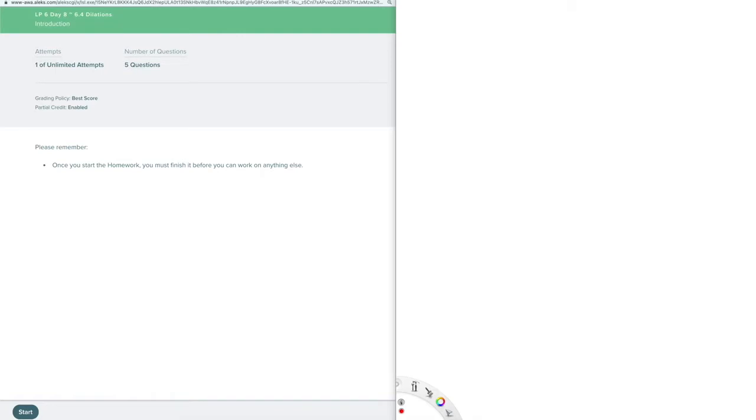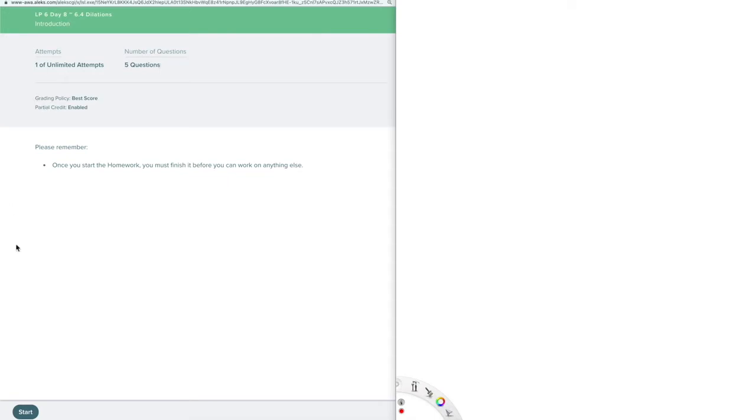So a couple things you're going to see on your screen here. The first thing you're going to see is a due date. I don't see that on the teacher's preview here, but you'll see it on your student screen. The second thing is the number of attempts. You always have unlimited attempts on tests, homework, and quizzes. Number of questions just tells you how many questions are on this assignment. Grading policy is best score, so whichever attempt is the best one is the one you keep. And partial credit is always enabled, so if you get 1 of 5 questions correct, you get credit for the 1 question, or however many you've answered correctly.